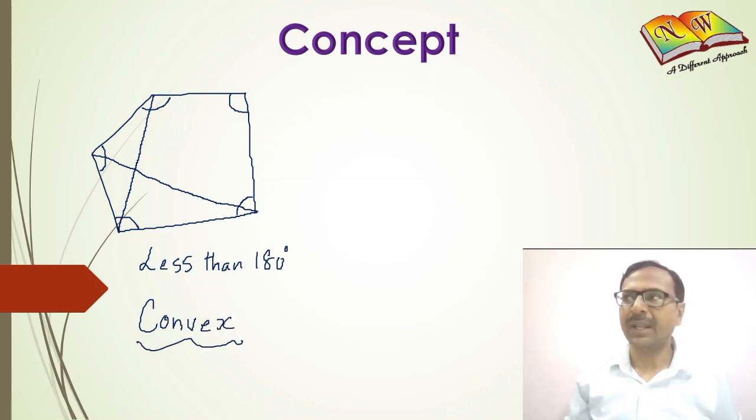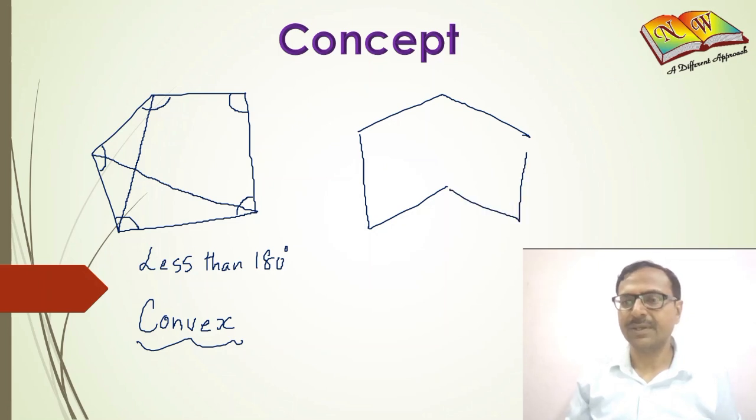polygon. Likewise, if you have another figure which is drawn like this, here you have 6 different sides, 1, 2, 3, 4, 5 and 6. If you see the interior angles which I am marking, they are all less than 180 degrees, but one of the interior angles, this one, is more than 180 degrees.